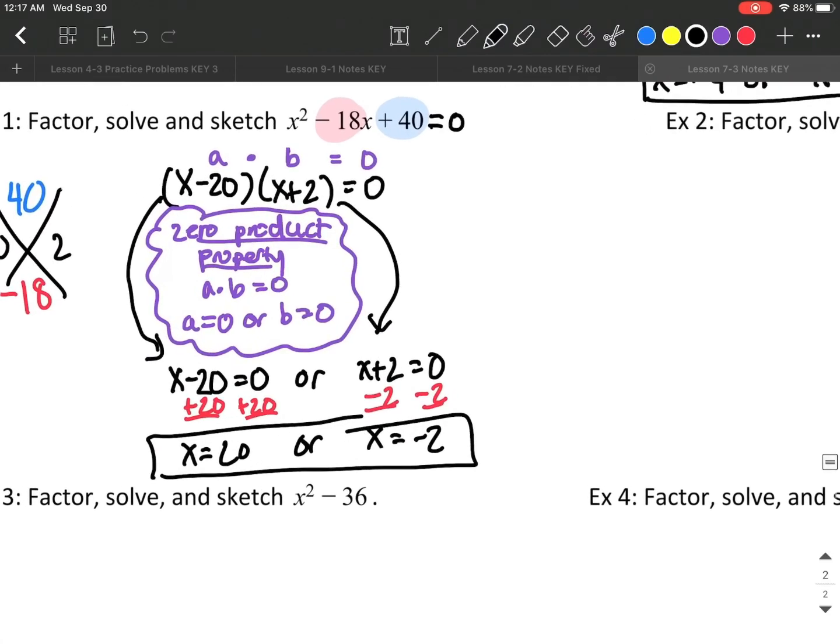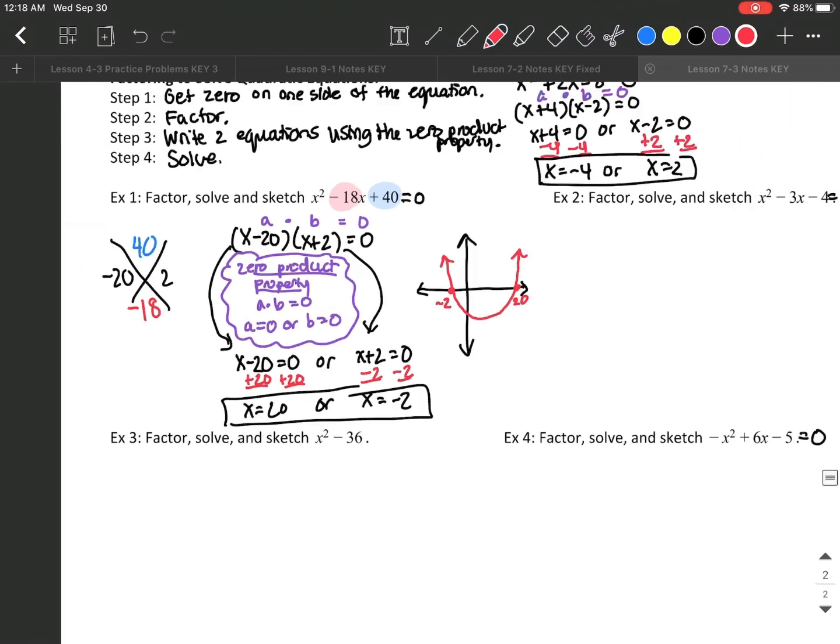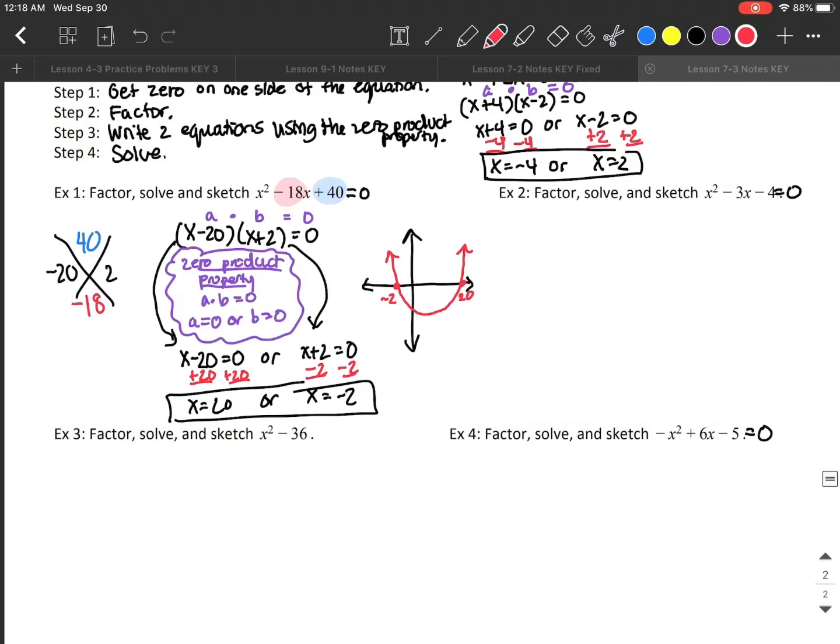The way this looks on a graph, I'm going to sketch a little graph here. 20 is an x-intercept. Negative 2 is an x-intercept. So I have negative 2 and 20. This is not to scale. Because I have a positive coefficient for x squared, I know this is an upwards parabola like this. And because that is not to scale, I'm just going to label negative 2 and 20. That's what example 1 looks like.